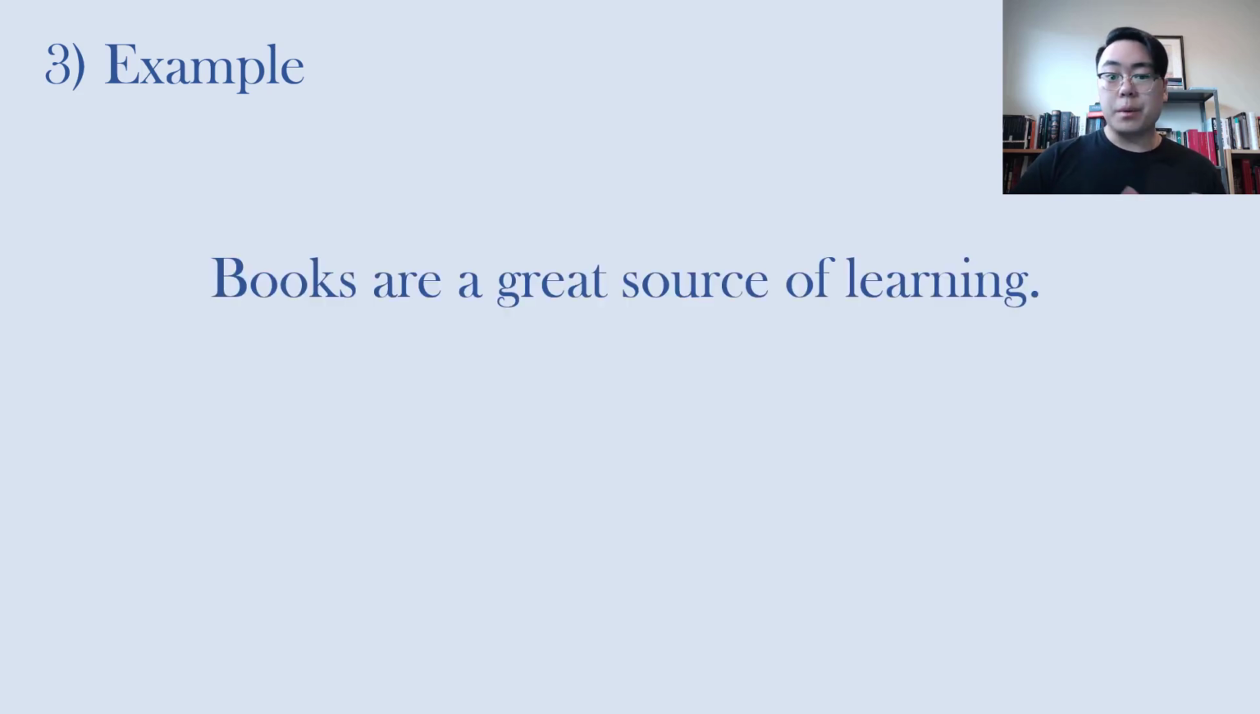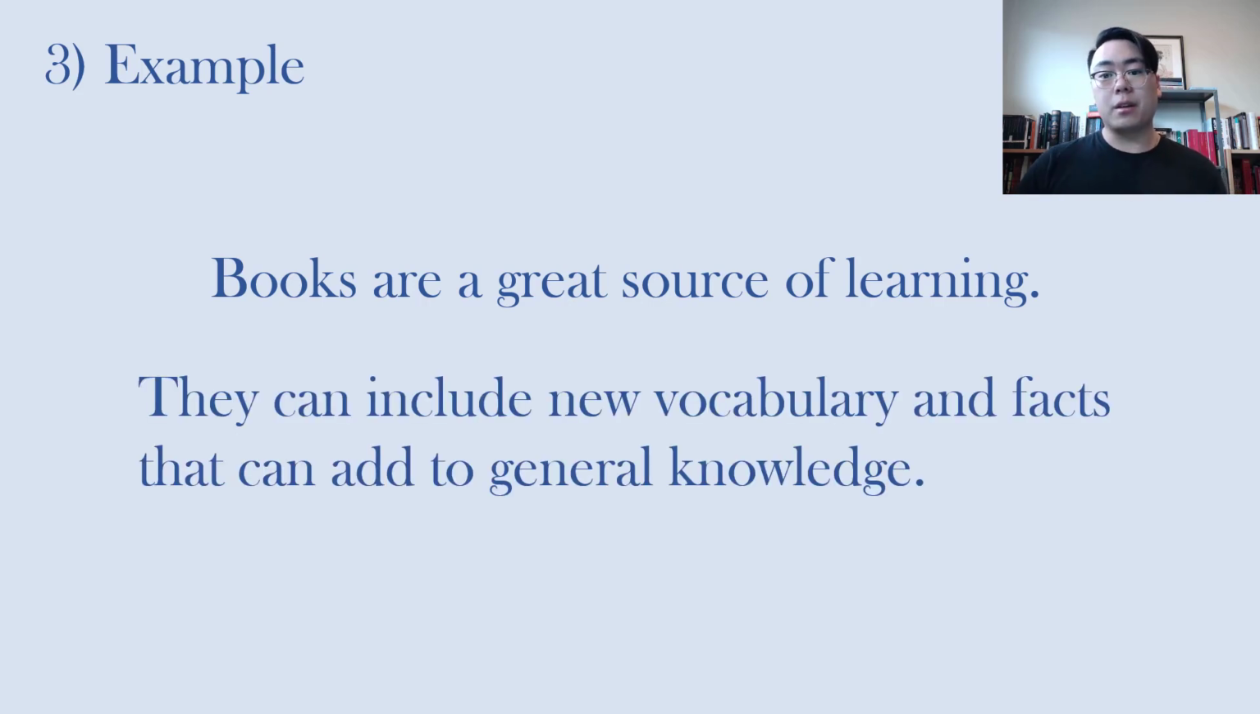And then the third thing we can do is give an example. Same sentence. Books are a great source of learning. They can include new vocabulary and facts that can add to general knowledge. So you said that books are a great source of learning. We want an example. What are some things that could be learned from books? Obviously, you're not going to learn, well, I guess you could, karate or how to dance, but you probably do that with a video, right? Books are very specific because they have words. So we give this example.